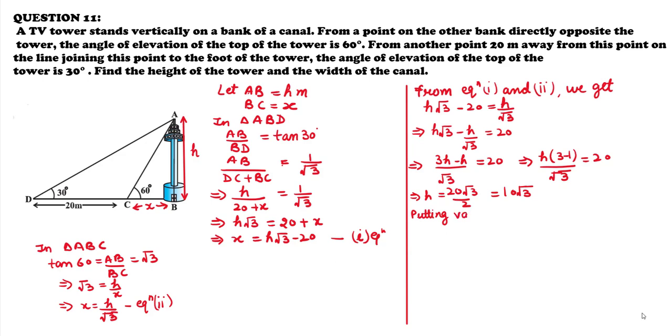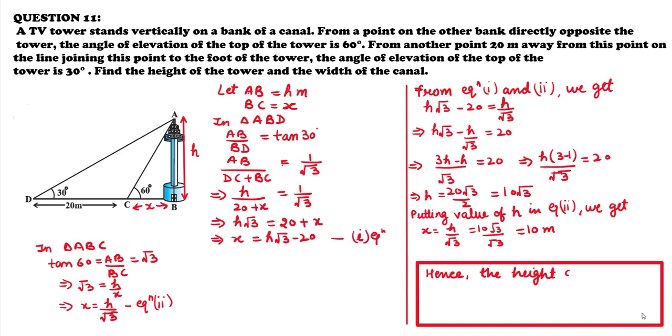Now we'll be putting the value of h in equation 2 to find the value of x. So x is equal to h upon root 3, that is equal to 10 root 3 upon root 3, that is equal to 10 meter. Hence, the height of the tower is 10 root 3 meter and width of the canal is 10 meter.